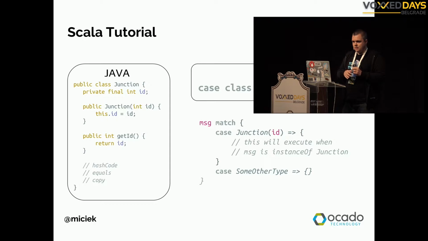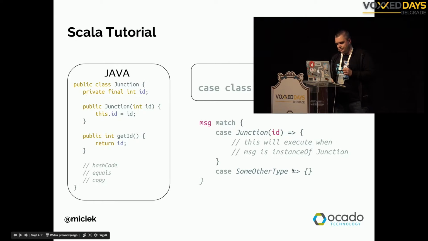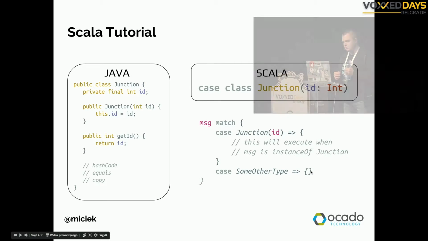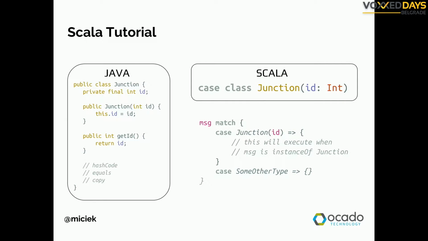This is the first thing, and the second one about Scala is pattern matching, which is the bottom right part of the slide. So you can match on messages, and whenever message is, for example, a type of Junction, the code in this case, the first case, will get executed. And if it's some other type, this part of code is being executed. So this is some kind of instanceof, but a nicer one. Any questions about Scala? Cool.